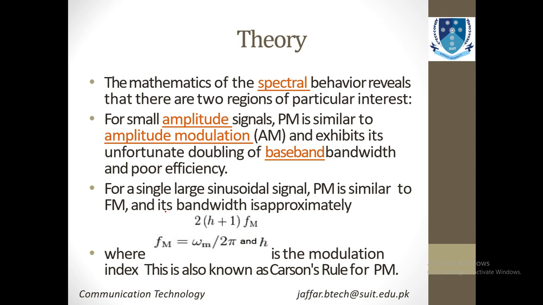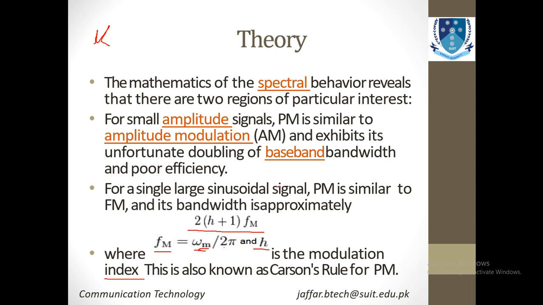For a single large sinusoidal, PM is similar to FM, and its bandwidth is approximately given by 2(h plus 1) times fm, where fm is the linear frequency, equal to the angular frequency divided by 2 pi, and h is the modulation index. If you recall, in AM it was mu, and now in PM it is h.